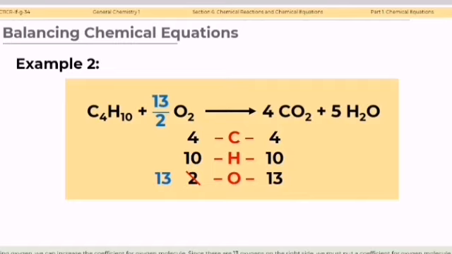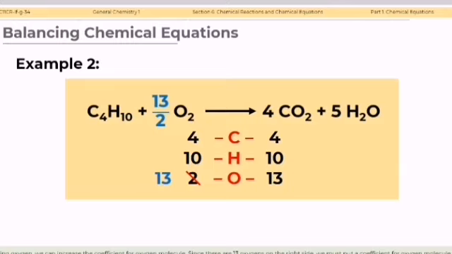In balancing oxygen, we can increase the coefficient for the oxygen molecule, since there are 13 oxygens on the right side. We must put a coefficient for the oxygen molecule that will make the count 13 on the left side, and that is 13 over 2. Now, we can see that the equation is balanced.